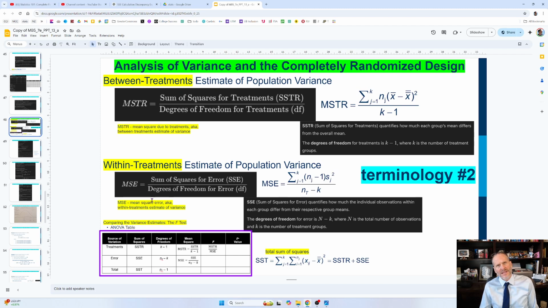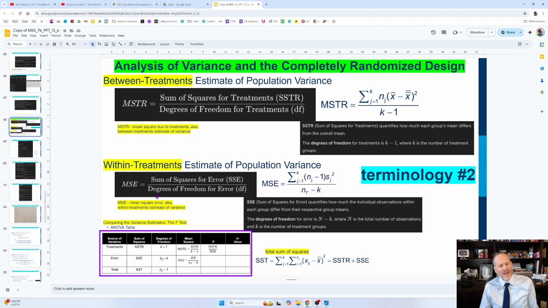We also have standard error. Standard error earlier was telling us how far some point is from another point, like from the mean, like our z-score. We're looking at one point's distance from another point, and that's standard error. But here we have mean square error and within, and that's the within treatments estimate of variance. So there's mean square due to treatments, which is between the treatments, and then mean square error. I'm just trying to clarify these terms for you.